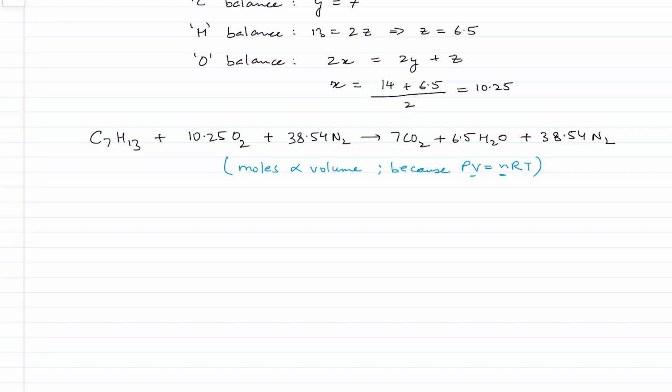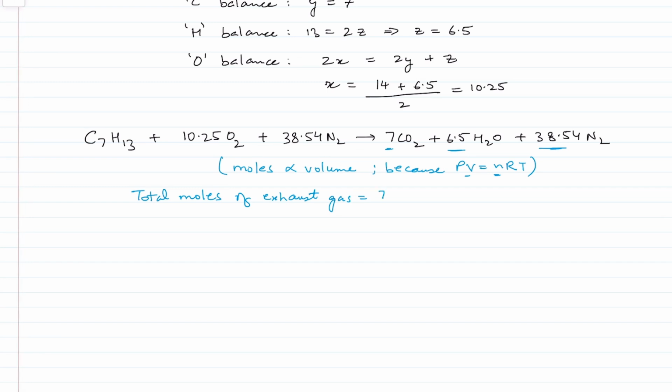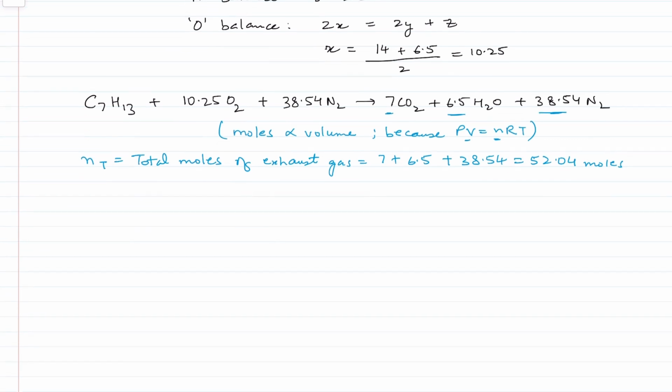And the total moles of exhaust gas is, if I add up all these, so 7 plus 6.5 plus 38.54, which gives 52.04 moles. And I'm going to call this N sub T or NT.